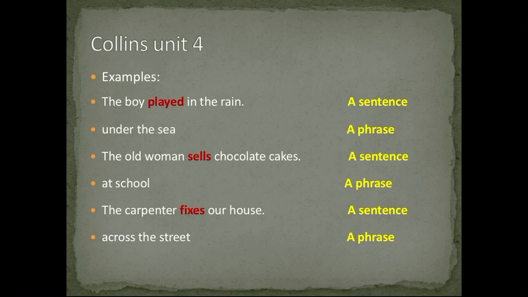The last one says across the street. I can't understand anything here either, because I don't know what is across the street or what the sentence is talking about. So there is no verb and it's really short. All of the phrases here are very short. So this one is a phrase. Okay guys, I want you to focus well in the book. They're really easy. Just by reading them, you can differentiate which one is a sentence and which one is a phrase.